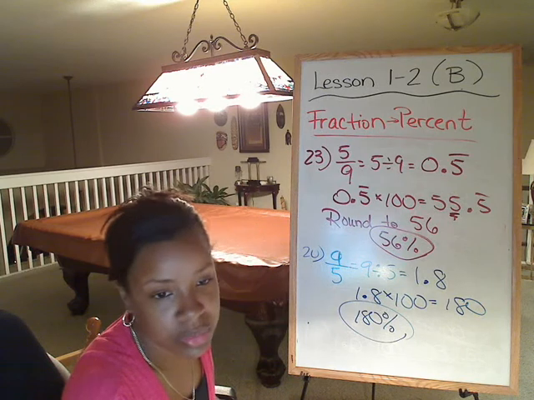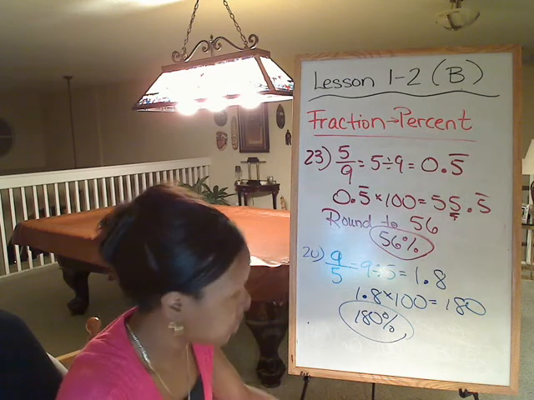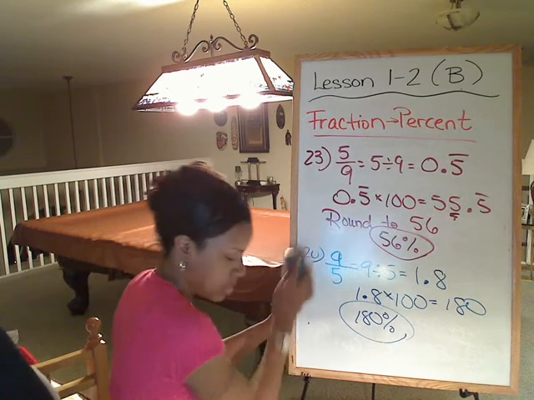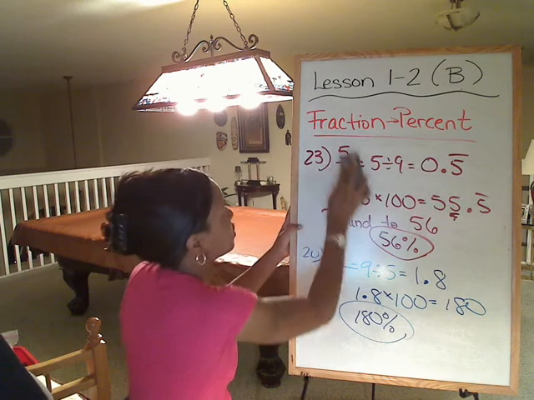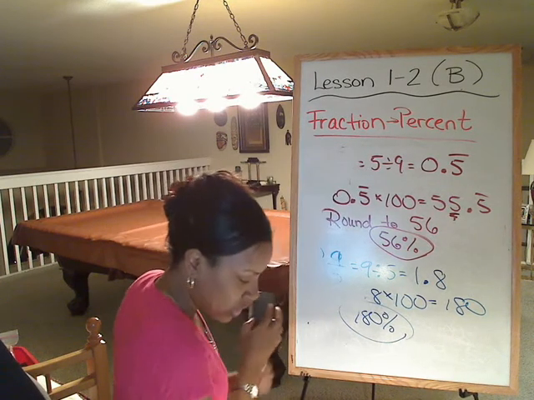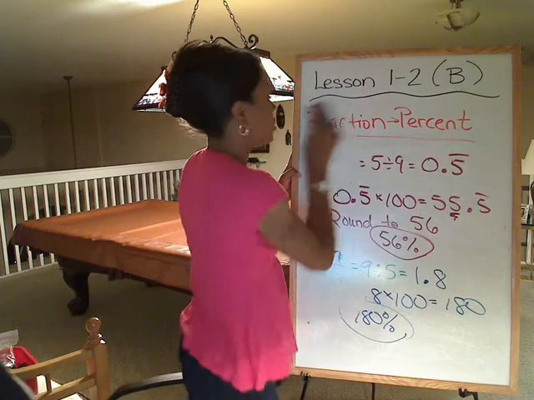Next we're going to do number 25. For number 25, I think I'm going to need some space. They want you to order each set of numbers from least to greatest.